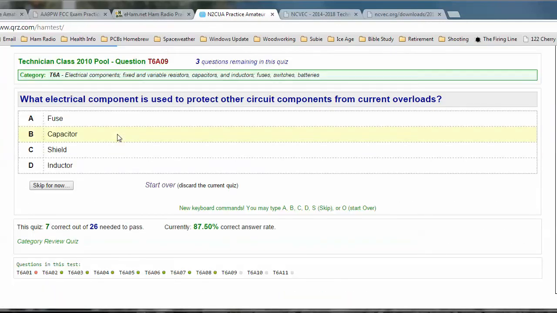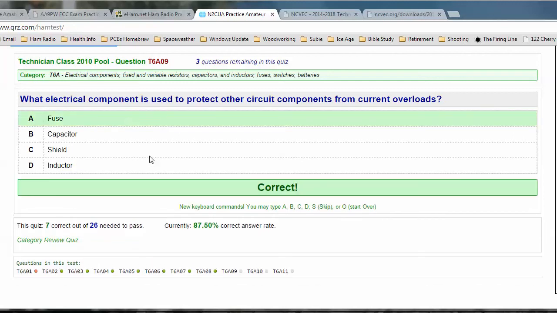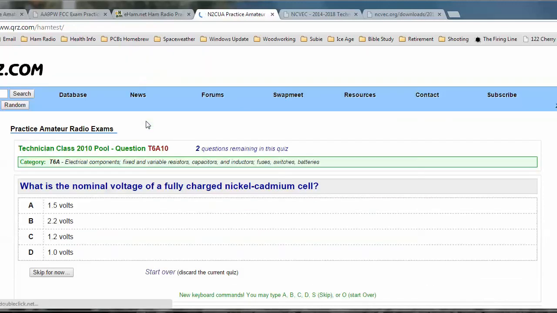Which electrical component is used to protect other components from current overloads? That's always a fuse. You guys know that. Circuit breakers, fuses, that's what they're for. I don't know if anybody doesn't know that, so I'm not going to dwell on that one.